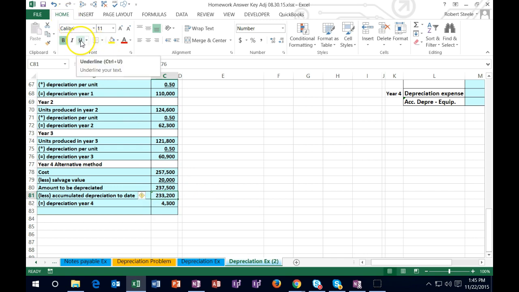We can do the underline over here because the cell's already underlined. That's why we can't use that one. And if you want to use the double underline too, this is basically the bottom line number for depreciation. So you could go to the drop down and hit the double underline for these depreciations too, depending on your preference.